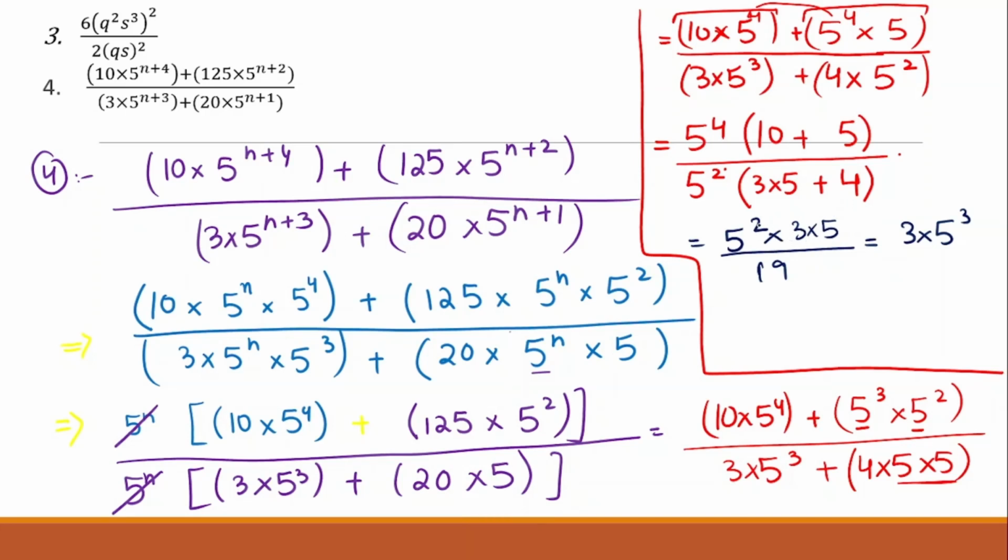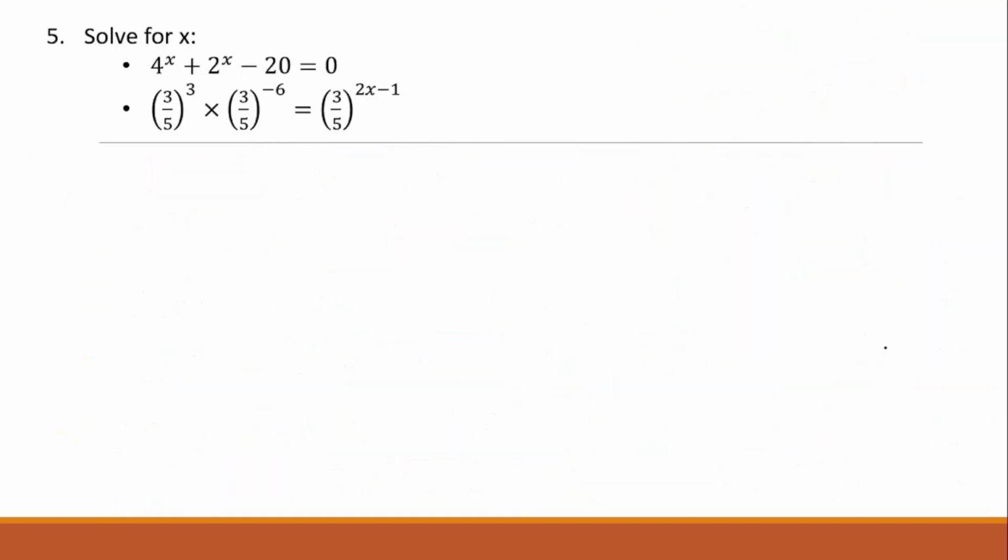So 5 to the power square plus 1 is 5 cube. So 3 multiplied by 5 cube divided by 19. You can say this is your final answer, or you can further simplify it in your calculator. You have one, so it will be 375 divided by 19. Okay, so this is your final answer.